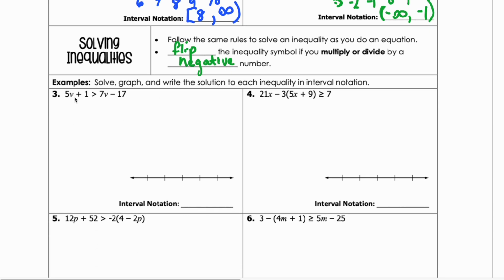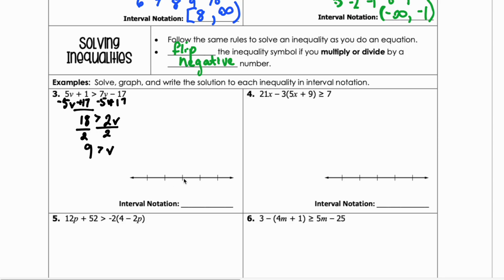We need to get v by itself. So I want to keep my numbers positive, so I'm going to bring my 17 to the other side. Now I have 18 on this side. And I'm going to bring my 5v to the other side. So 7 minus 5 is going to be 2v. Divide both sides by 2. Now I have that 9 is greater than v.